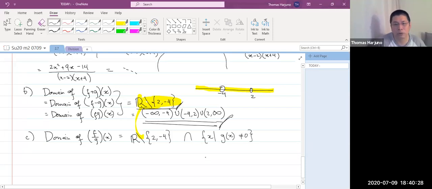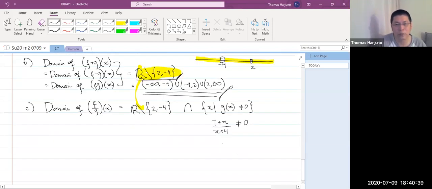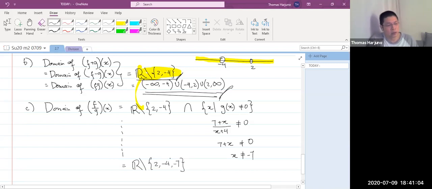Now g(x) equals 0 if (7 plus x) over (x plus 4) is 0. A fraction is 0 if the numerator is 0. You can just multiply by the LCD here. So then you see x cannot be negative 7. If I carry this on, then this will be all real numbers except 2, negative 4, negative 7. That's the domain of those.